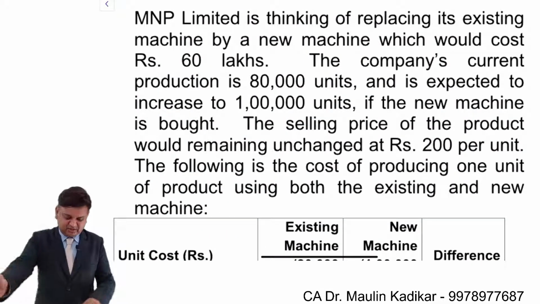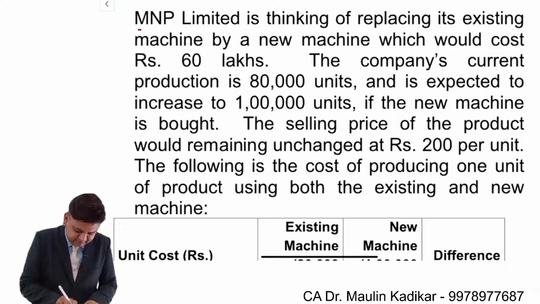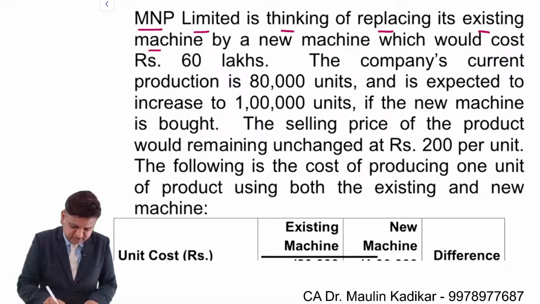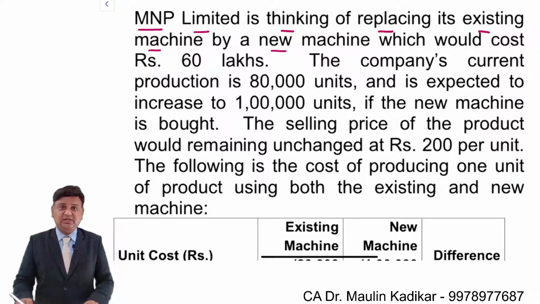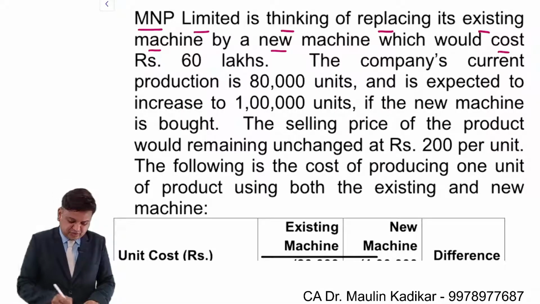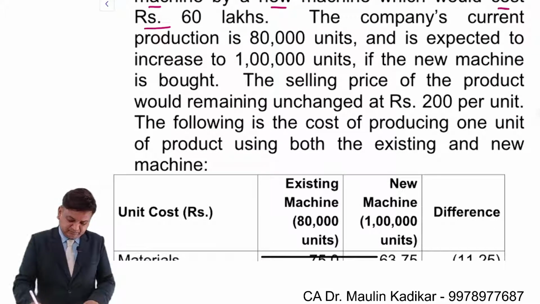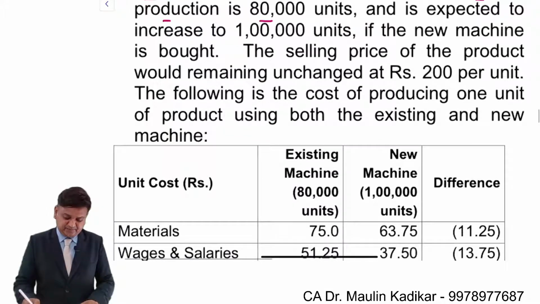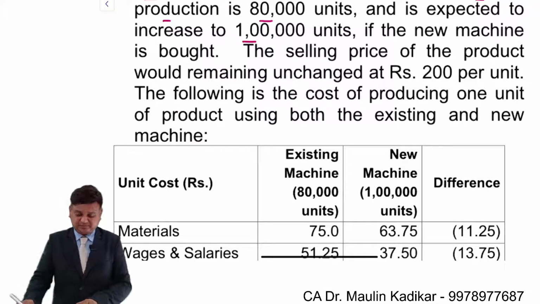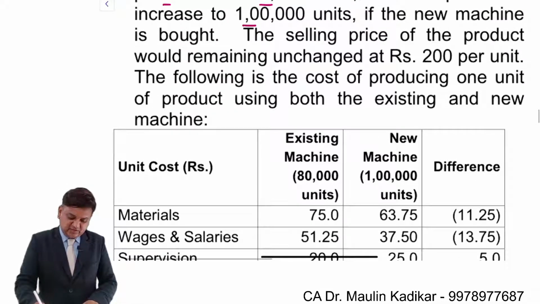Let us see the next question. MNP Limited is thinking of replacing its existing machinery by a new machinery, which would cost an amount of 60 lakhs. The company's current production is 80,000 units and is expected to increase to 1 lakh units if the new machinery is purchased.